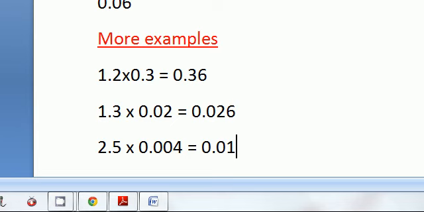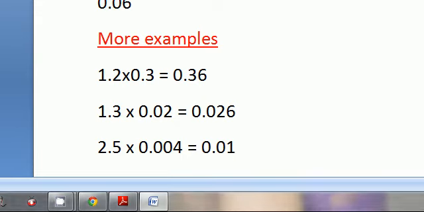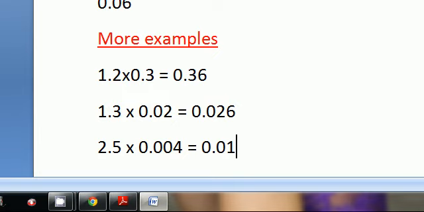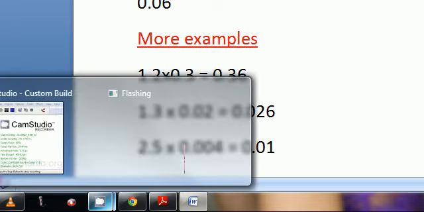So this is the way we simply multiply decimals. In the next tutorial we will see some important things about shifting the decimal points, so we will discuss them when we get into it.